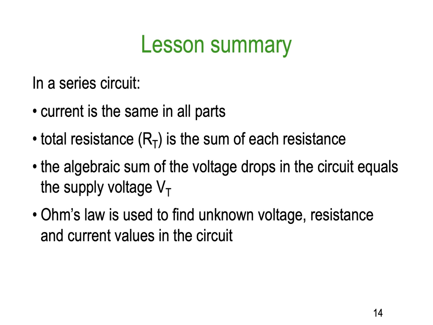So let's summarize what we've done in parts A, B, and C. In a series circuit, current is the same in all parts. The total resistance, RT, is the sum of each of the individual resistances, or each of the components. Next, the algebraic sum of the voltage drops in the circuit equals the applied voltage. That's that Kirchhoff's voltage law stuff. So all the voltage drops have got to add up to the applied voltage. Ohm's law is used to find unknown voltages, resistance, and currents in the circuit. So the whole thing, Ohm's law applies to it all.